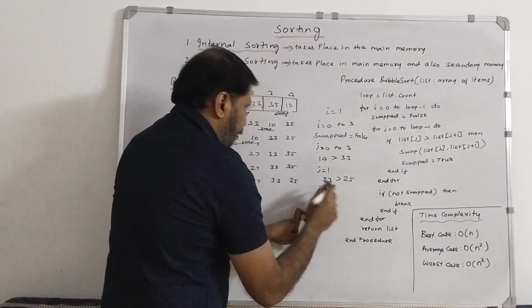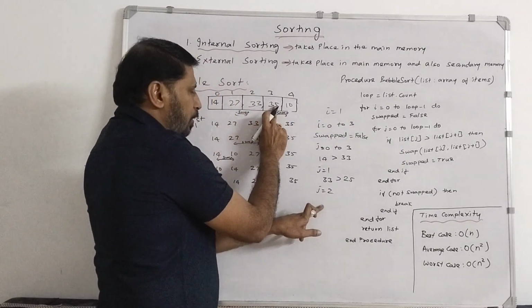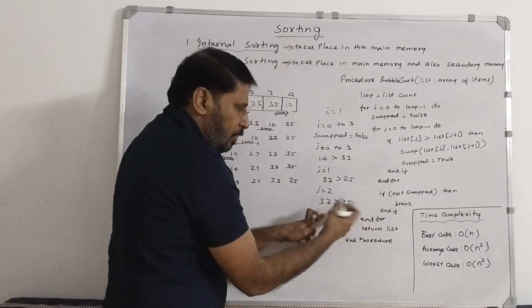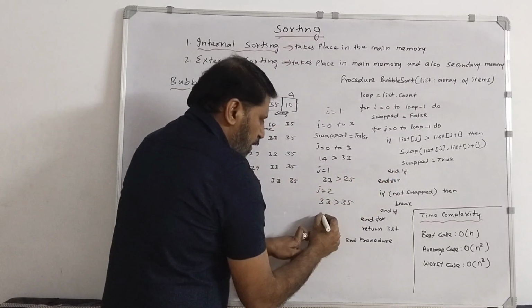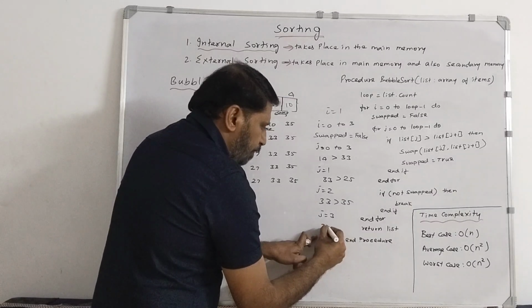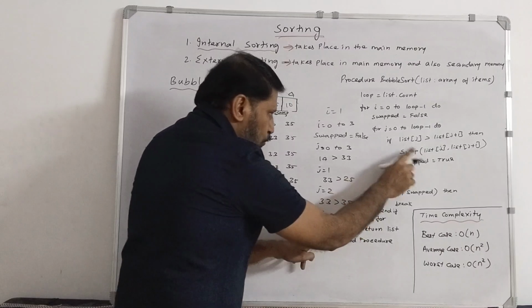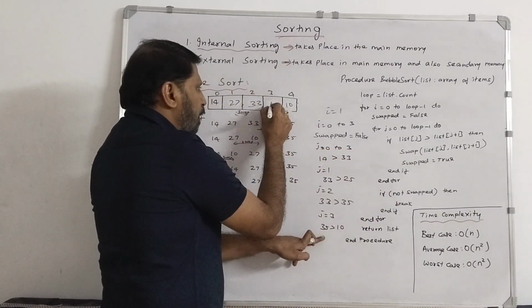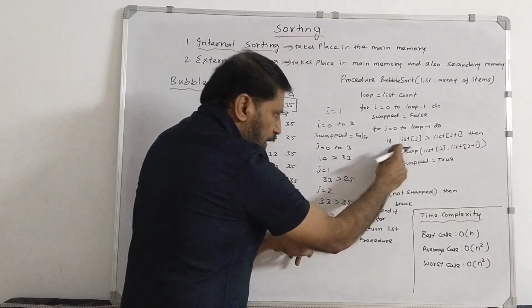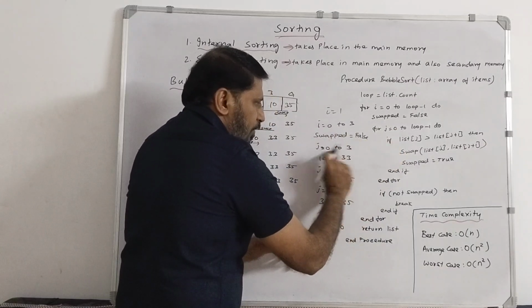Then j becomes 2 now. We take list of 2, which is 33, and list of 3, which is 35. Is 33 greater than 35? The condition fails here, so no swapping takes place. j becomes 3 now: 35, 10. 35 is greater than 10, so the condition is true and we swap. 10 comes here, 35 comes here. Okay. So we come out of this for loop because the inner for loop is over, 0 to 3.